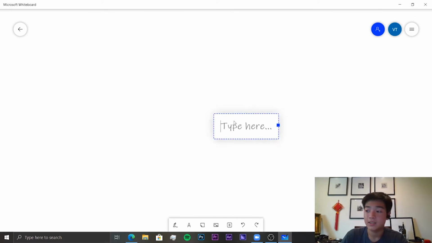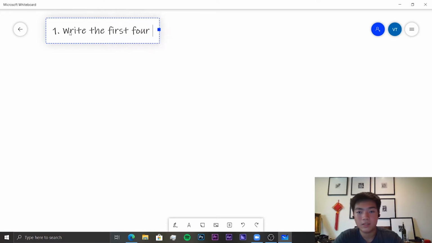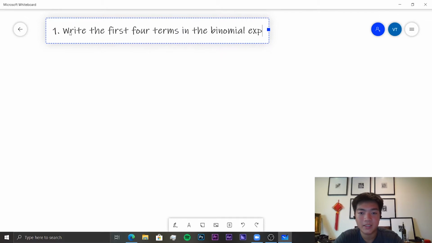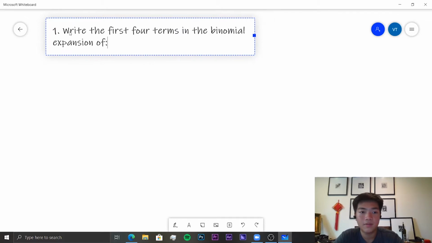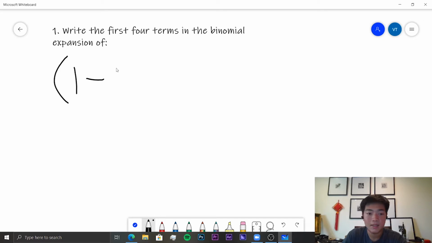Okay, so we have some here. I'll be doing the odd ones again, and we need to first write the first 4 terms in the binomial expansion of, and the first thing we need to expand is (1 minus x over 3) to the power of 11. So what's this equal to?